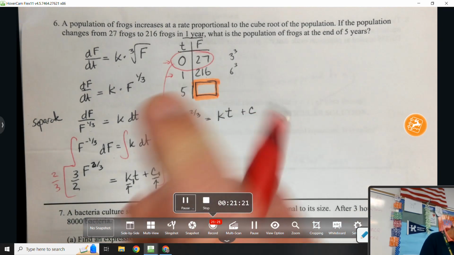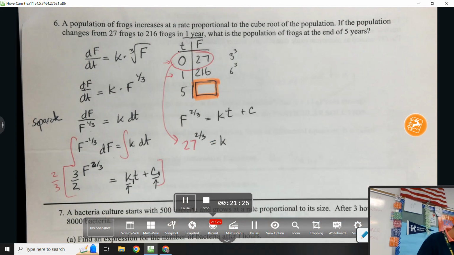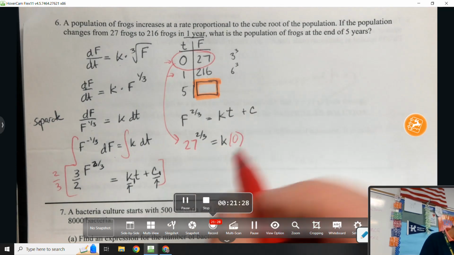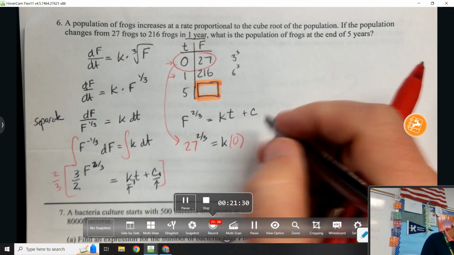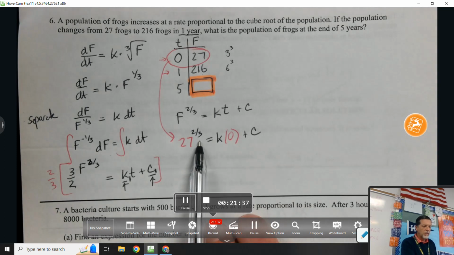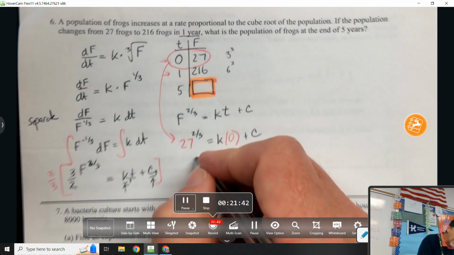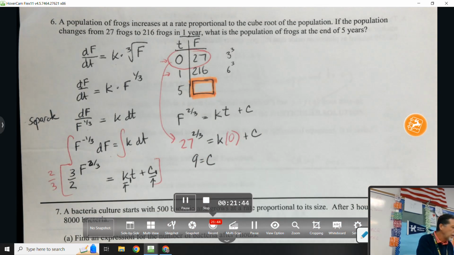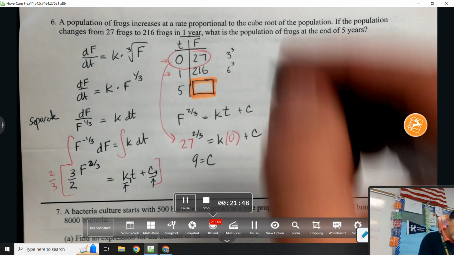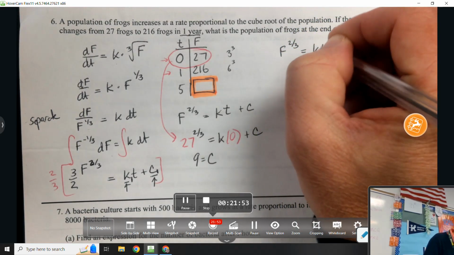So 27 goes in for f. 0 goes in for t, and yeah, that's really nice. That wipes that out. So 27 to the 2/3. Let's see, the cube root of 27 is 3. 3 squared is 9. So c equals 9. Okay, so I'm going to rewrite my equation, but now I know what c is.